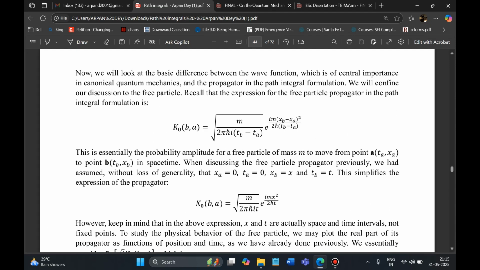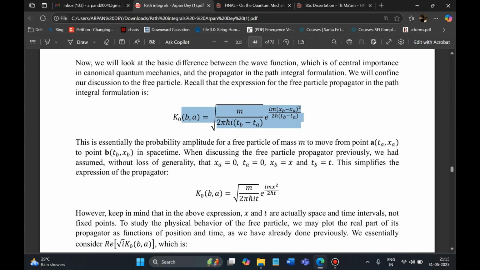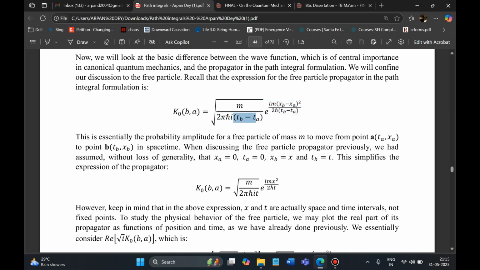Now we'll look at the basic difference between the wave function, which is of central importance in canonical quantum mechanics, and the propagator in the path integral formulation. We will confine our discussion to the free particle, which is a bad decision, but just for the sake of simplicity. Why do I say it's a bad decision? You will understand just now. Recall the expression of the free particle propagator in path integral formulation, we already know this. For simplicity, we assumed T_B minus T_A was just T and X_B minus X_A was just X.